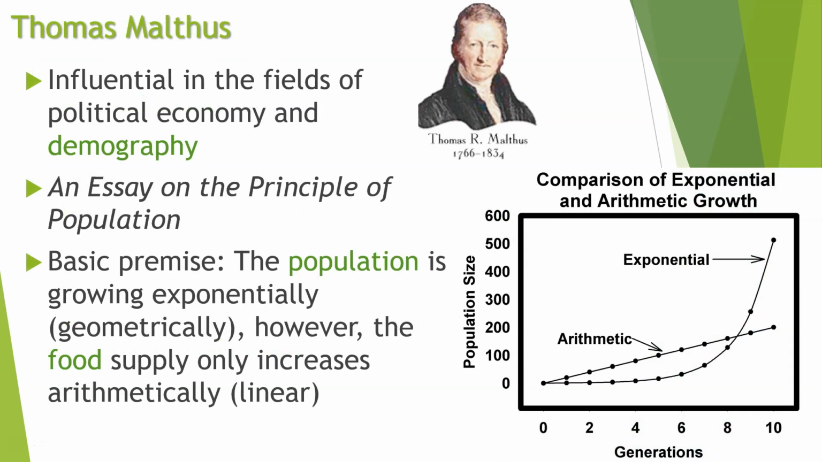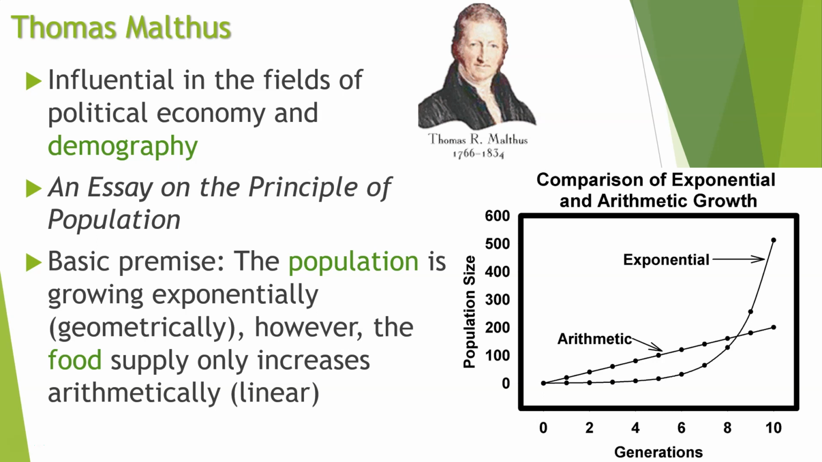All right, Thomas Malthus, the gloomy parson, if you remember, very influential in the fields of political economy and certainly demography. His famous essay is the Essay on the Principle of Population. Basically his premise is there on the right: population grows exponentially, and it certainly did, while the food supply, or ability to produce food, grows arithmetically. So that was his belief, and eventually we would come to this point where we would have a greater population than we can produce food to feed.